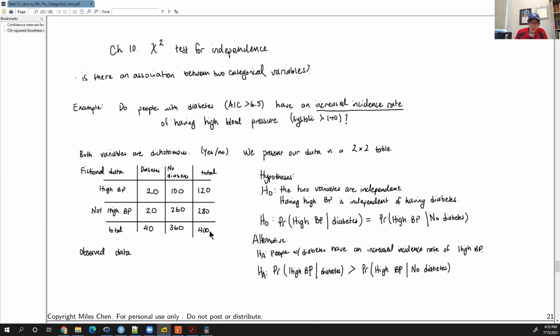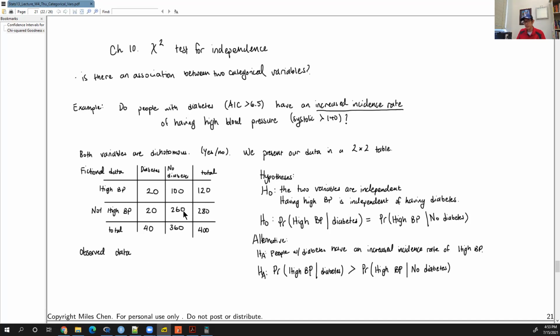Okay. And so we're going to say, just for simplicity, I use 400 as the total number of observations here. This is my completely fictional data that I've completely made up. It's not based on a real study. We're going to say we have 400 people. Of those 400 people, 40 have diabetes, 360 did not, 120 have high blood pressure, 280 do not, and we have 20 in this box, 100 in this box, 20 in this box, and 260 in this box.